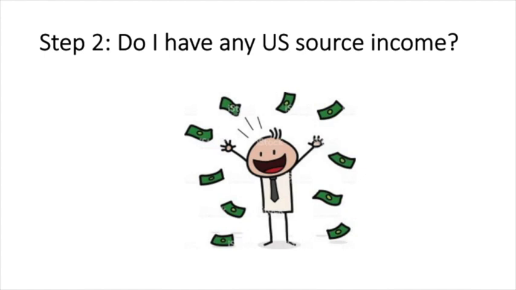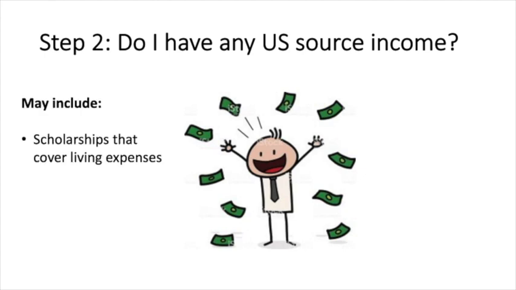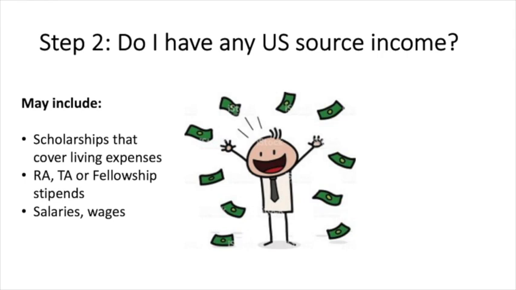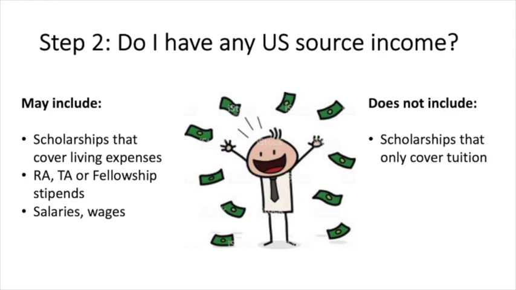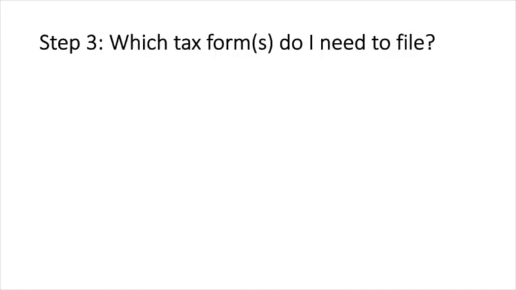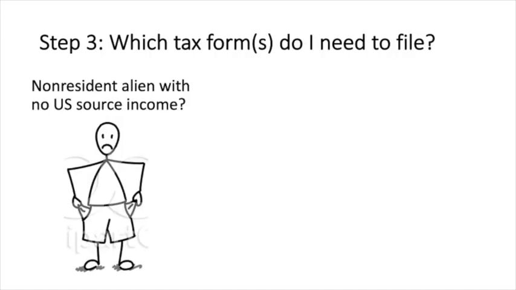So what qualifies as US source income? Might be scholarships that cover your living expenses, if you're an RA, TA, or have a fellowship and receive a stipend, or if you're working a job and receive a salary or wages. It does not include scholarships that only cover tuition or money from your home country. So based on those 2 answers, it will determine which tax forms you need to file.